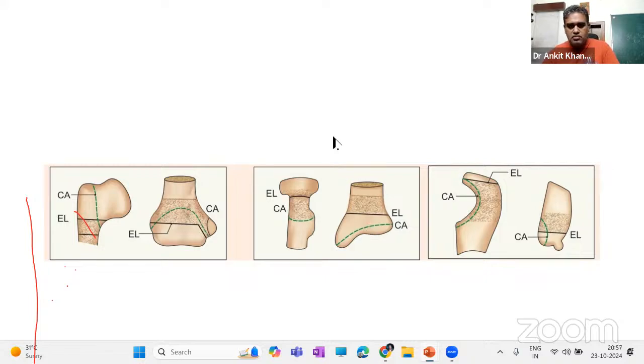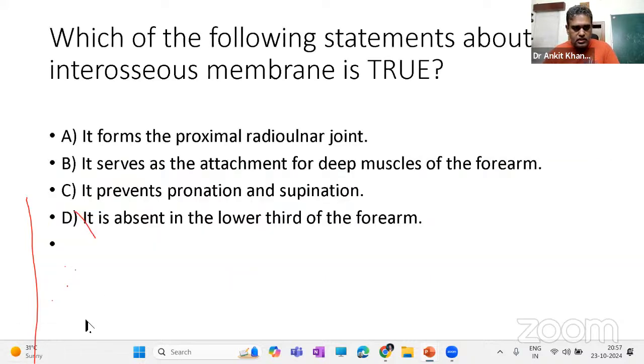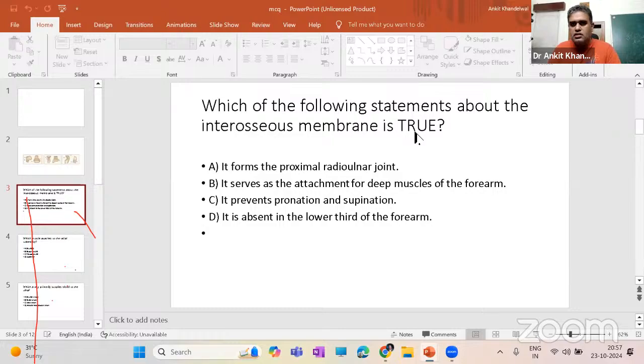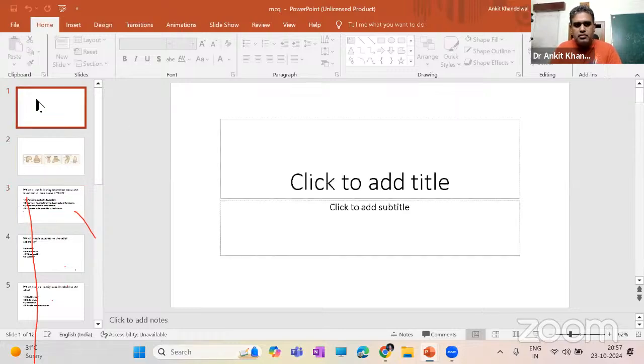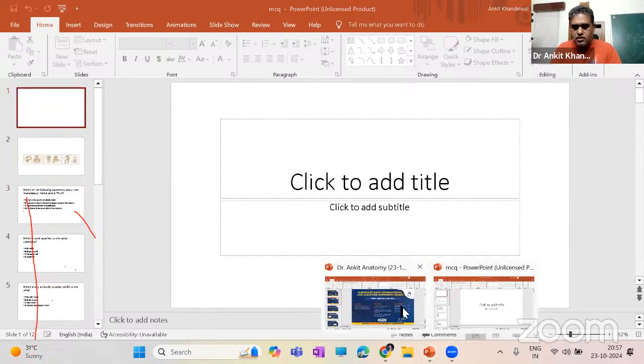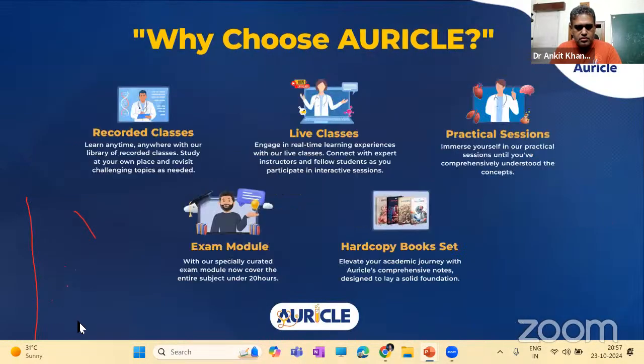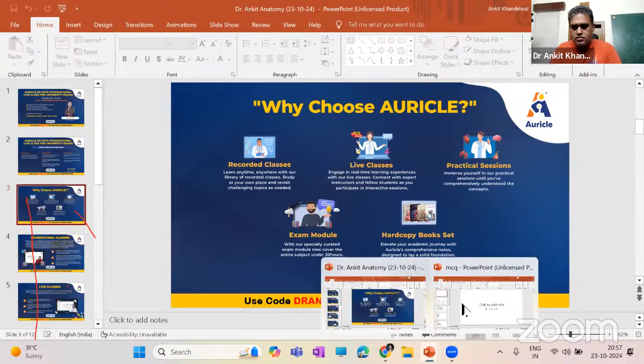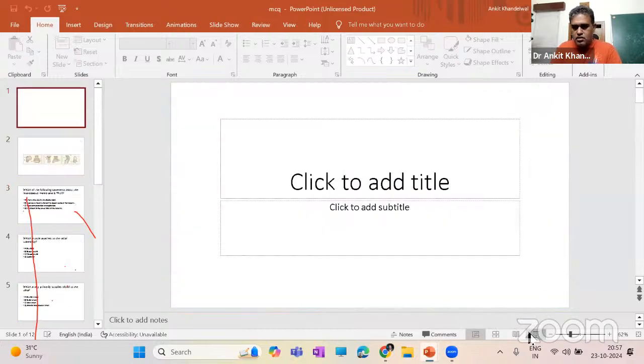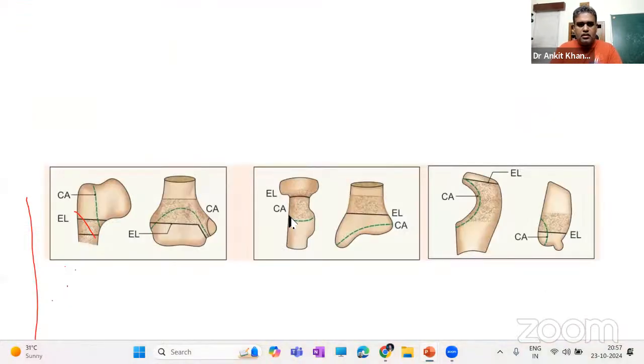Okay, let me just try to use the pens over here. I'm not able to use it. Just a second. Just give me 1 minute. Okay, no problem. Let us go like this only.